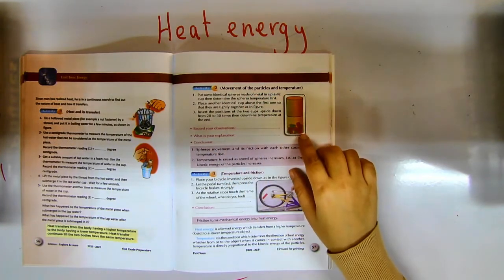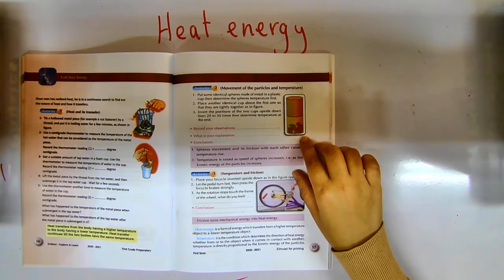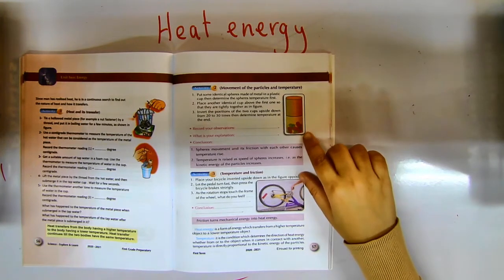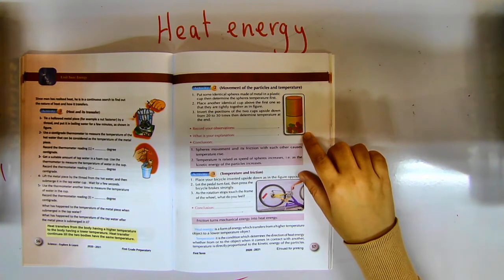Put some identical metallic spheres in a plastic cup or in a plastic bottle. Then determine the spheres' temperature first. Place another identical cup above the first one and start to shake them. Invert the position of the two cups upside down 20 or 30 times. Then determine the temperature.